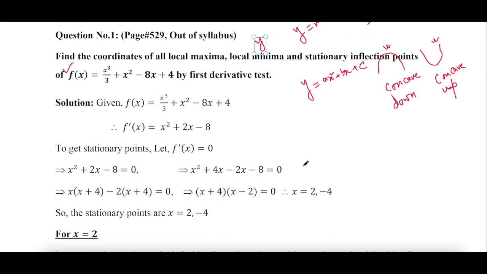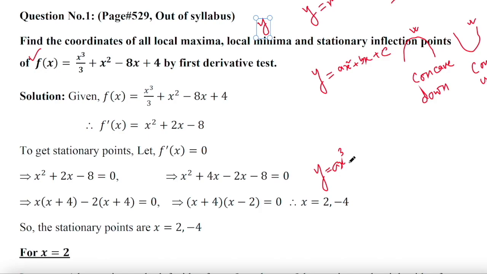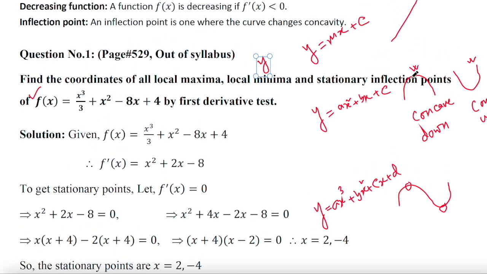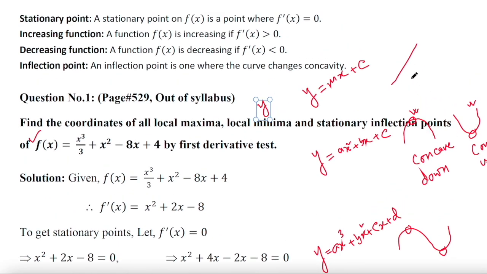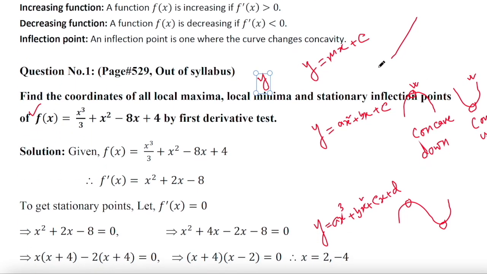And a cubic function like this, let's say y equal to ax cube plus bx square plus cx plus d. This is a cubic function, and the graph of a cubic function will be like this. There should be two peaks, and in a quadratic function, there is a single peak. In a linear function, there is no peak. There is no nonlinearity.